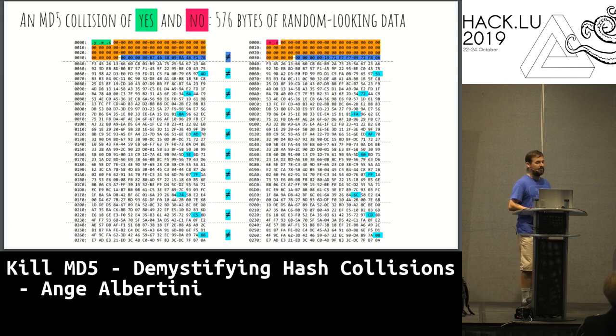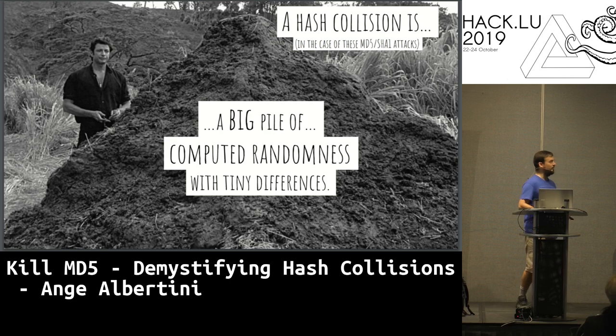So for example, this is an MD5 collision of the words yes and no. Only a few bytes of planned content, and there are a lot of bytes of random-looking data. So on both sides, there is a lot of data with very high entropy and with only tiny differences on each side. So just for yes and no, you obtain this huge amount of random-looking data. Which means that a hash collision is a big pile of computed randomness with tiny differences, in the case of these attacks, at least.